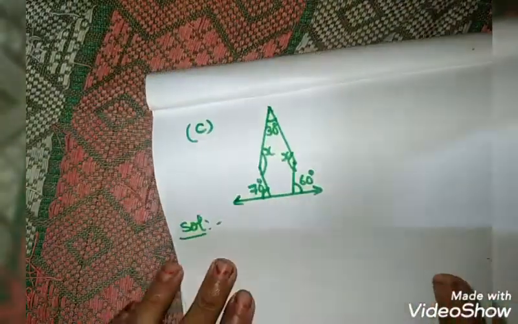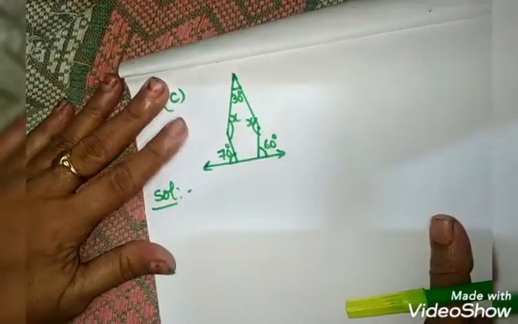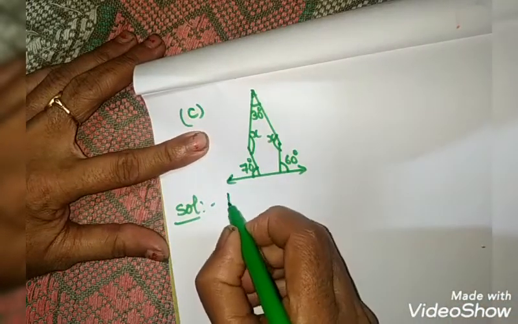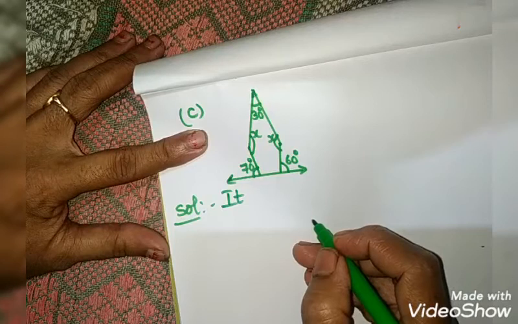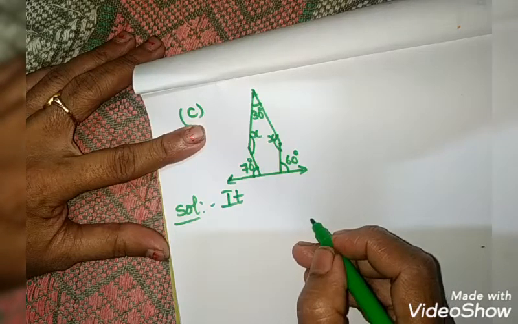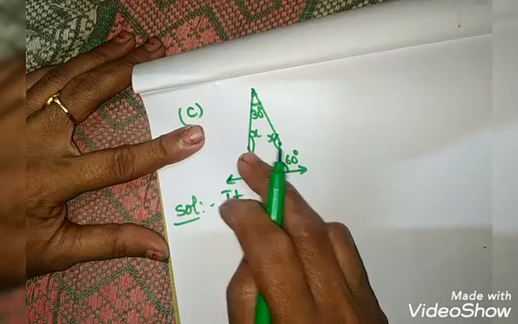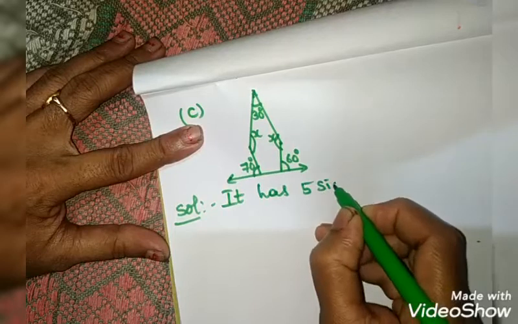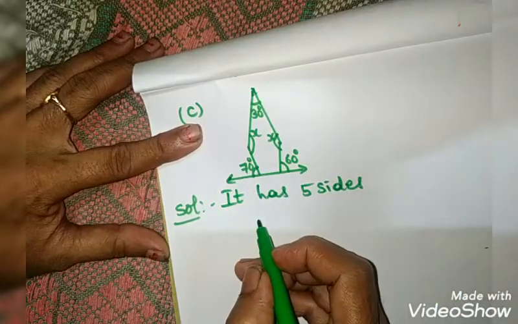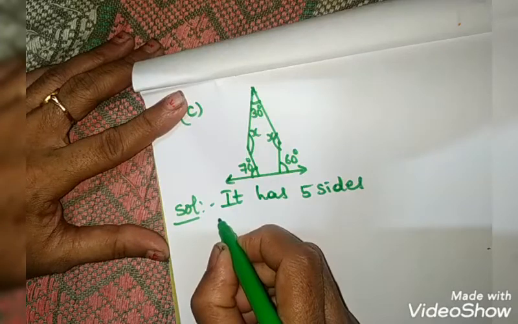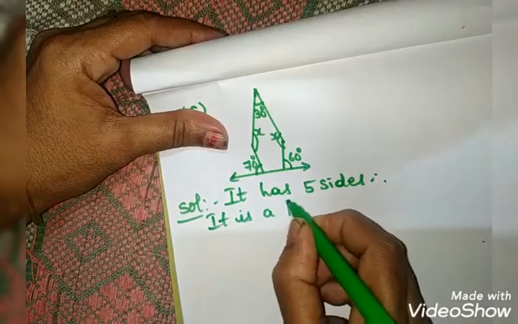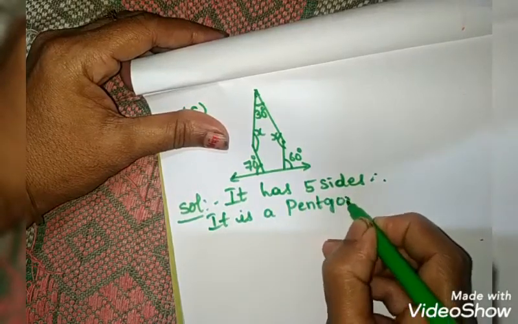I am going to do the next one, that is C. Let me do this now. This is the figure given like this. Which type of polygon is it? What is the name of this polygon? Can you tell me? See children, 1, 2, 3, 4, 5 sides are there. It has 5 sides. If it has 5 sides, what is this polygon named as? Therefore it is a pentagon. Correct, no children?